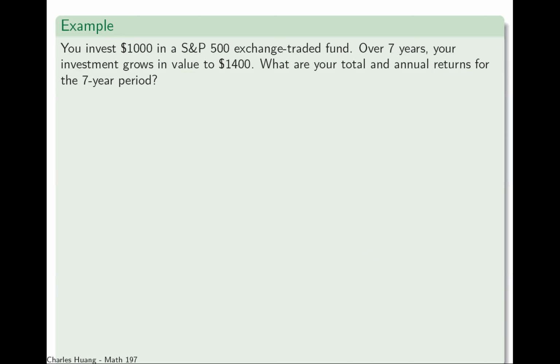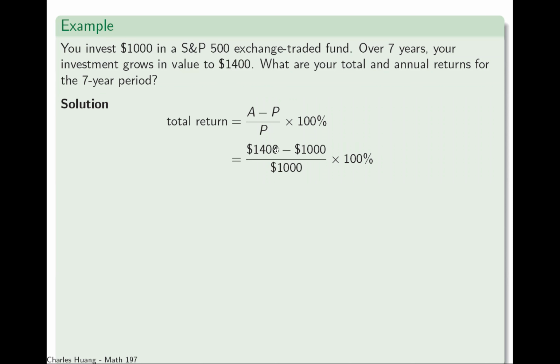So suppose we invest $1,000 in a fund, in an exchange traded fund. Exchange traded funds are ones that are sold like a stock, so they're easier to purchase. And let's say we invest in a fund like this, and the fund grows from $1,000 to $1,400 in 7 years. To find the total return, we simply find the difference, subtracting the two values. We found that we made $400 more, right? We made $400 more.